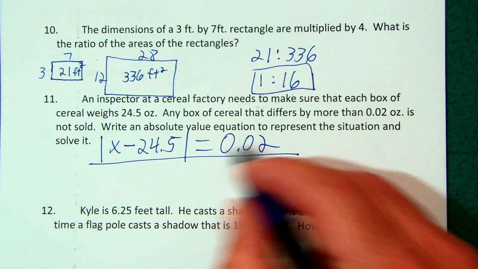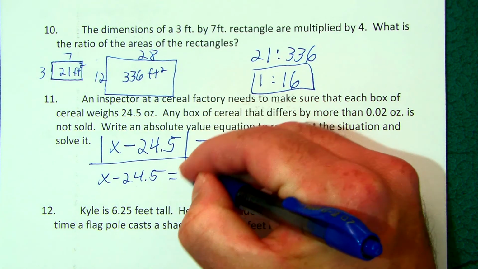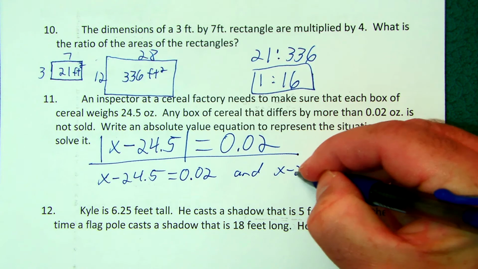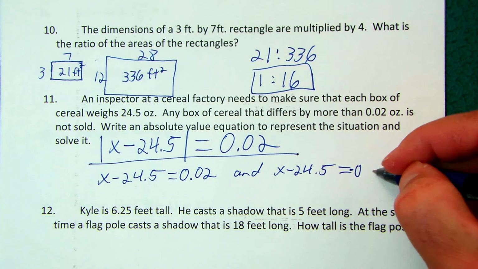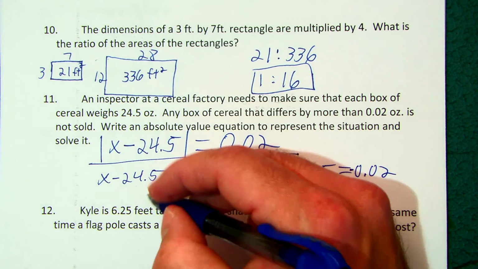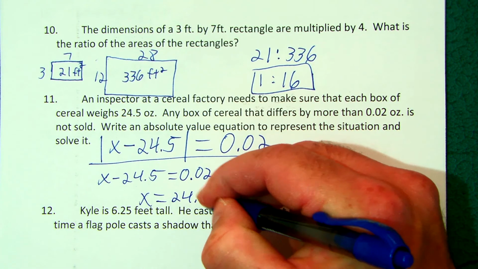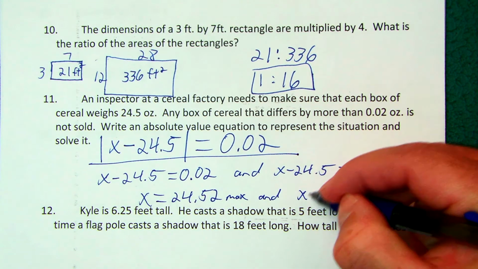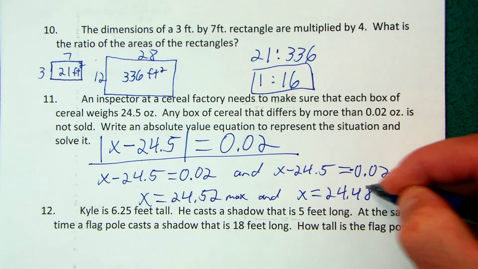So that means you need to solve x minus 24.5 equals 0.02, and x minus 24.5 equals negative 0.02. So this is going to give me x equals 24.52. That would be the max weight, and x equals 24.48. That would be the minimum weight.